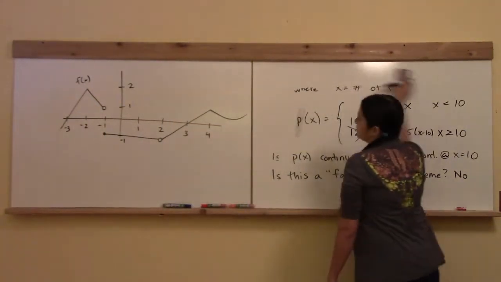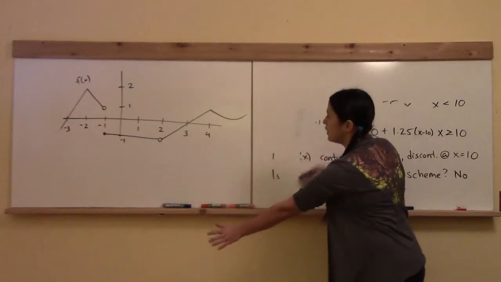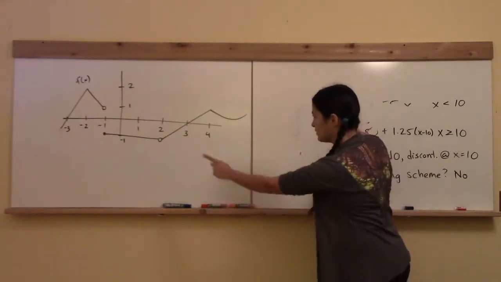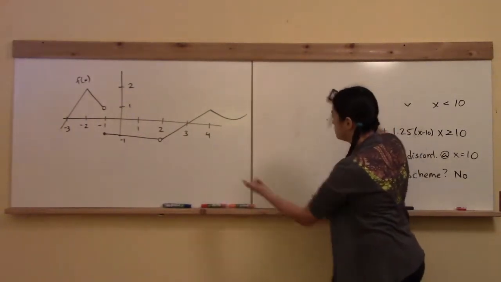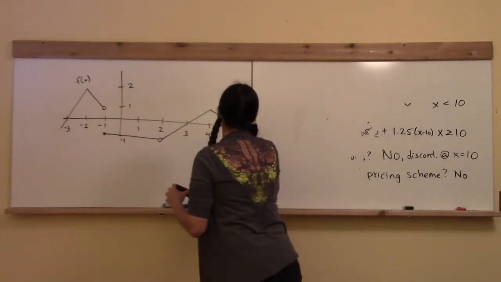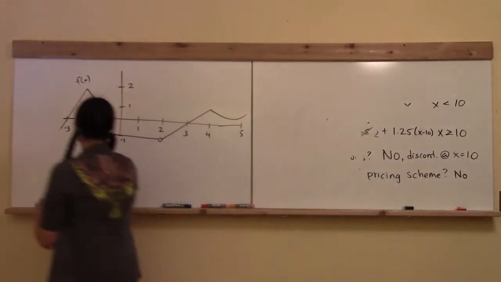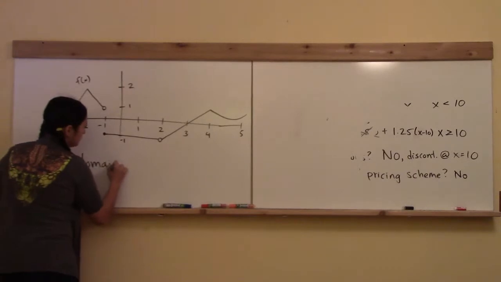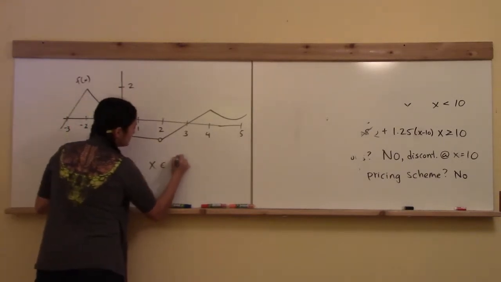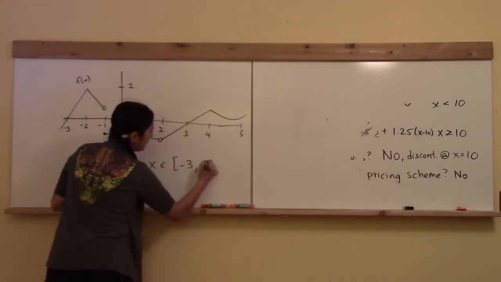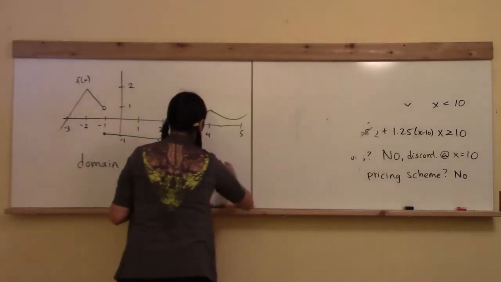Now we'll ask you, over the domain that's shown here, so let's say from x is equal to -3 to x is equal to maybe 5, let's say. So let's put a domain on here. The domain is x is inside -3 to 5. So x is between -3 and 5.